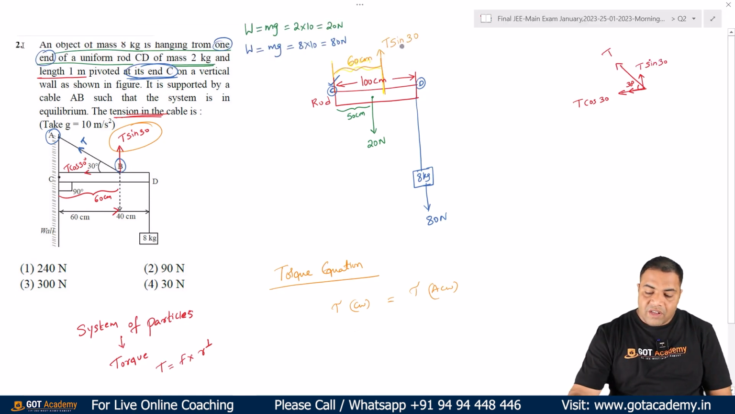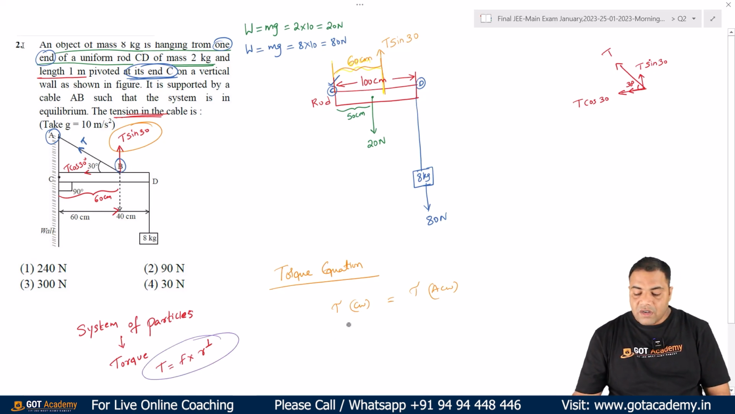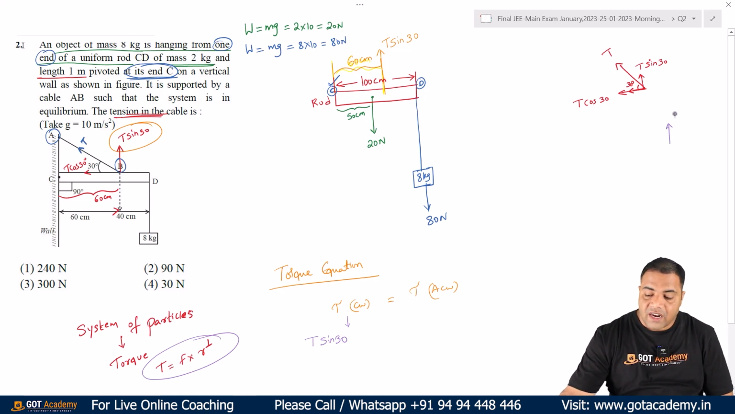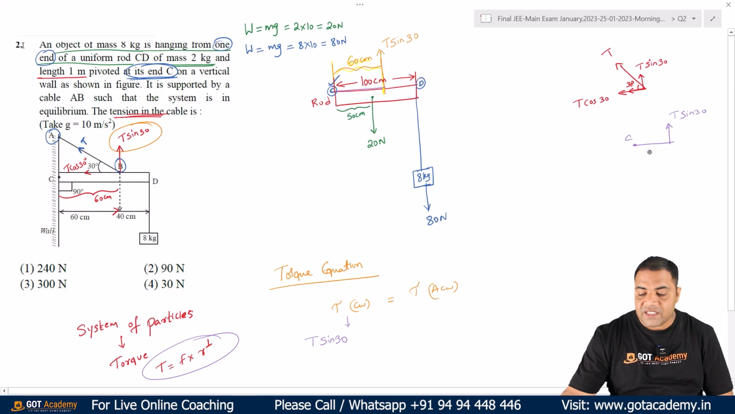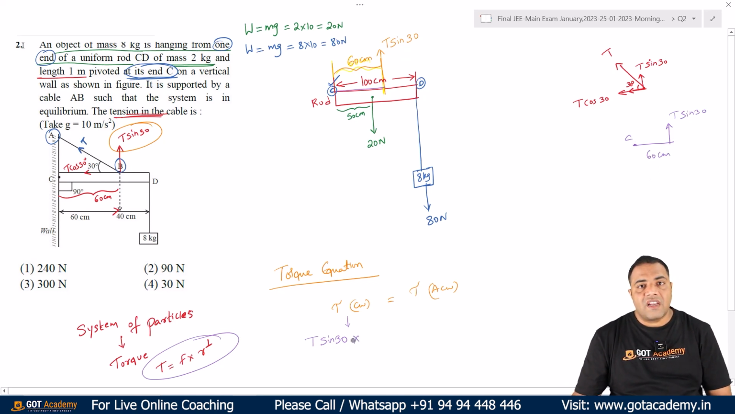Now, what is the formula for torque? As I told you earlier, it is force into perpendicular distance. Now for the torque due to T, the force is T sine 30. Children, T sine 30 is in the upward direction, right? So look from C, up to here is the perpendicular distance. What is the perpendicular distance? From point C it is 60 centimeters. So the force is T sine 30 and its perpendicular distance is 60. The first component of force is over.